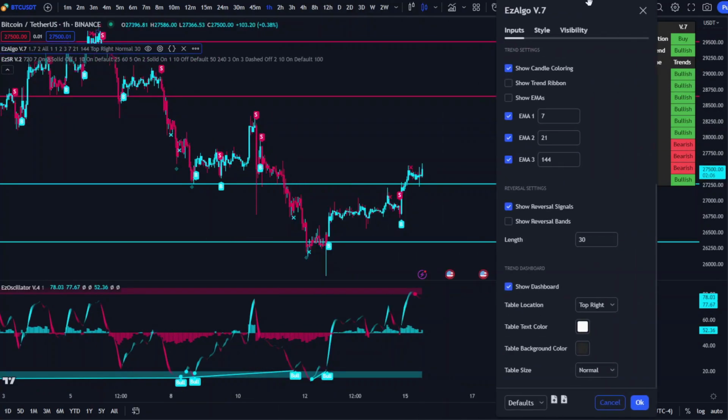Then go down to the reversal settings. I like to keep the show reversal settings on for these diamonds. That marks when price is overbought or oversold. I like to keep those on. And the reversal bands, I like to keep toggled off.